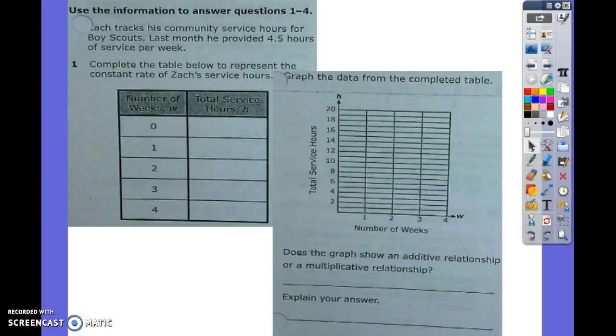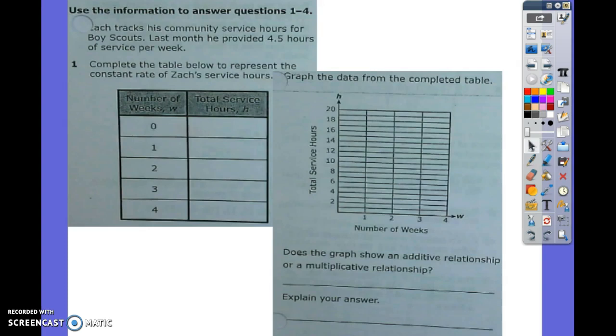Today we're going to practice constant rate of change. Zach tracks his community service hours for Boy Scouts. Last month, he provided 4.5 hours of service per week. Complete the table below to represent the constant rate of Zach's service hours.